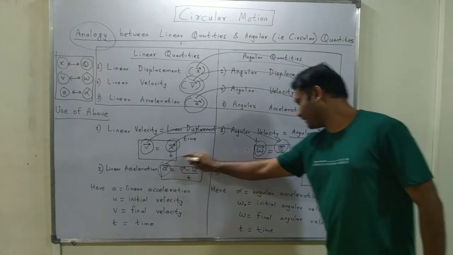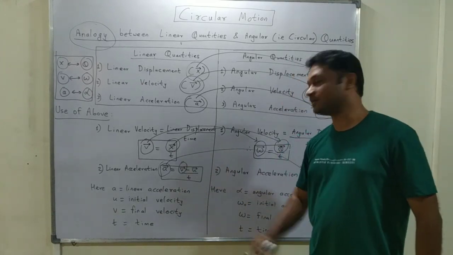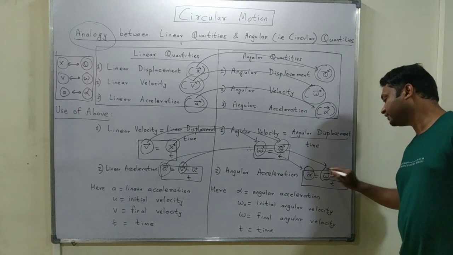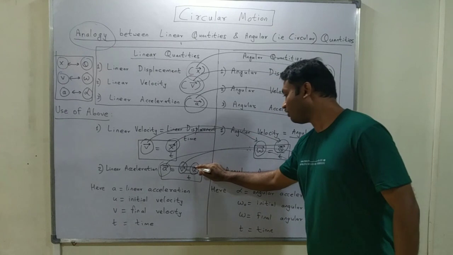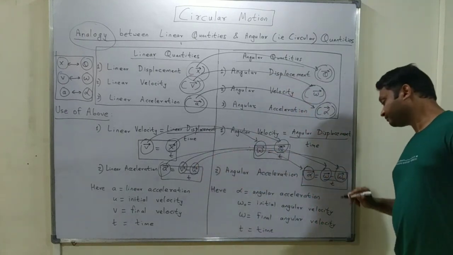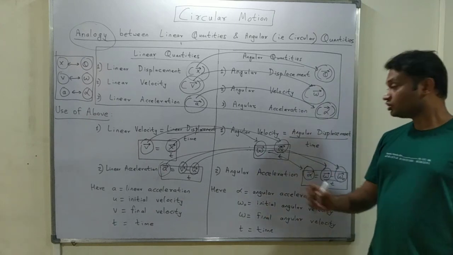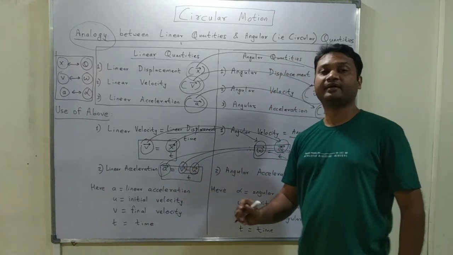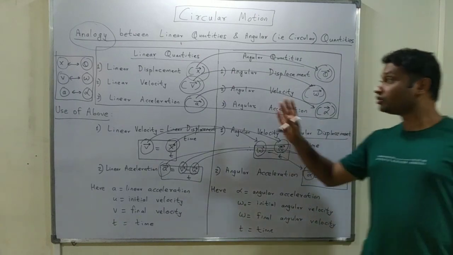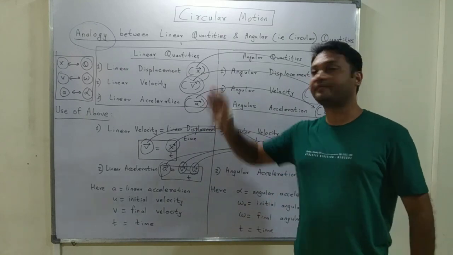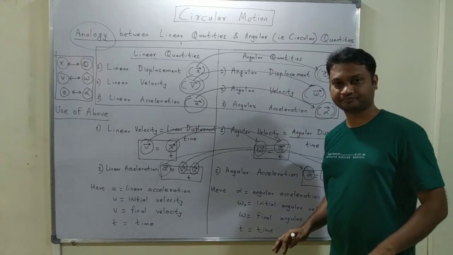Instead of linear acceleration a, we have angular acceleration alpha. Instead of final velocity v, we have final angular velocity omega. Instead of linear initial velocity, we have initial angular velocity omega naught, and time दोनों में same ही रहेगा. So acceleration is v minus u upon t. Similarly, angular acceleration is omega minus omega naught upon t. So this is the concept of analogy between linear quantities and circular or angular quantities.